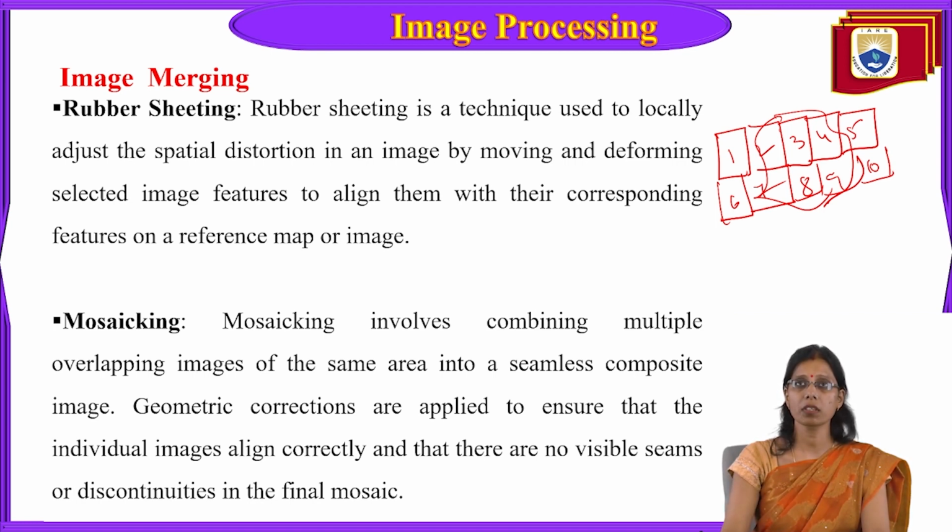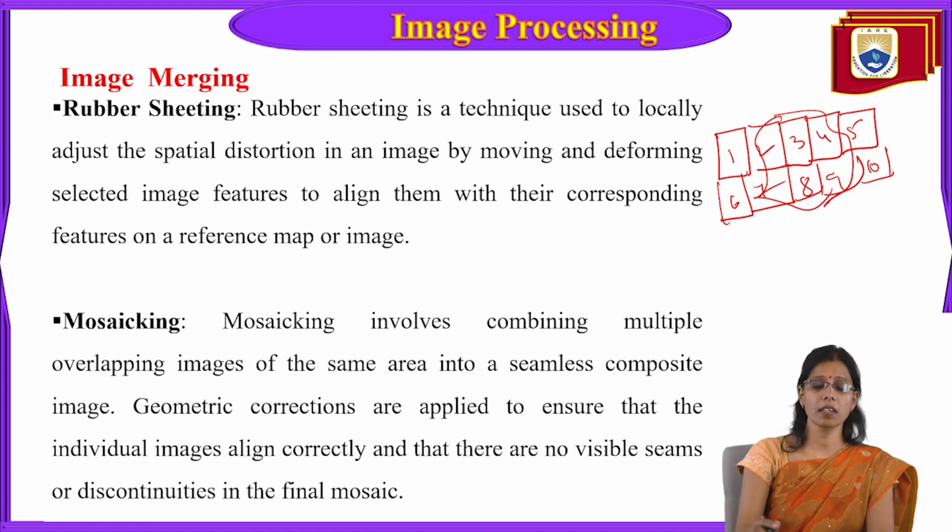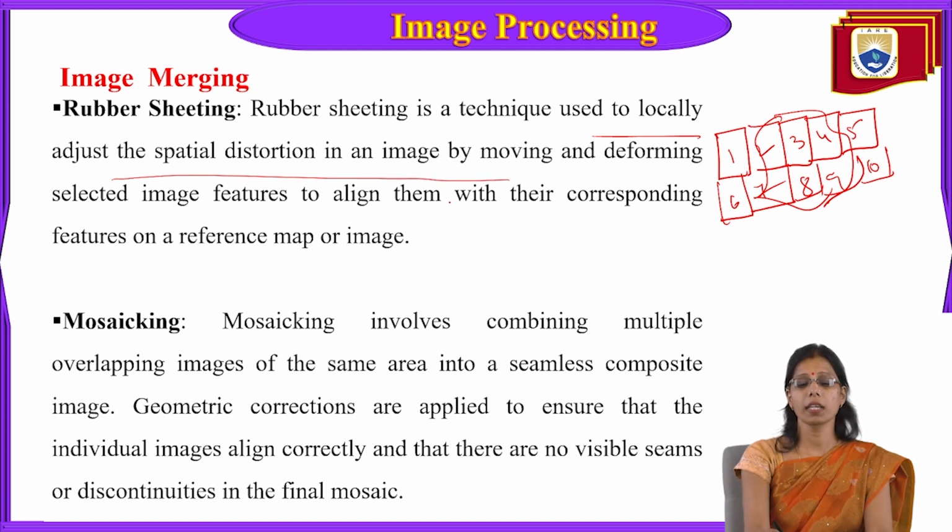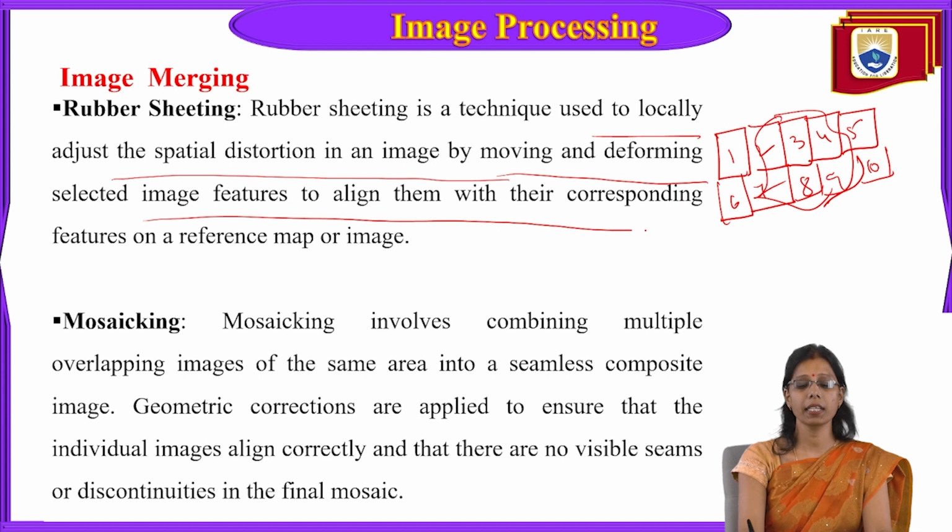We have to georeference them. Further, if the georeferencing process is not available, we can go with rubber sheeting. Rubber sheeting is a technique used to locally adjust the spatial distortion in an image, moving and deforming selected image features to align them with their corresponding features on the reference map or image. So we do the image merging process like rubber sheeting.